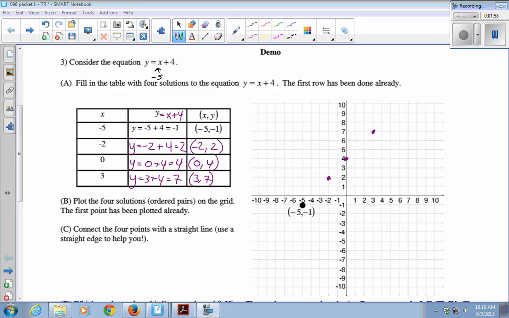And you can see that all those points are falling on the same line. Connect them. If you have a straight edge, go ahead and use a straight edge. Just try to eyeball it.